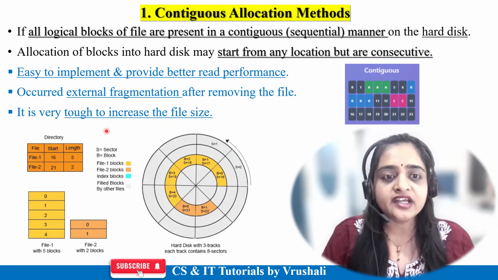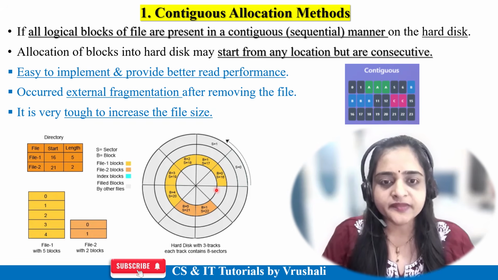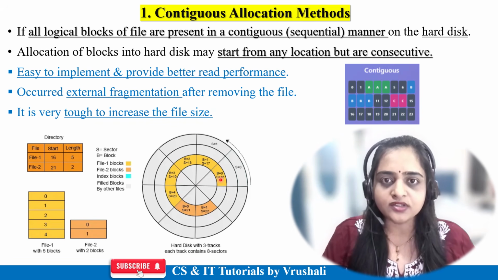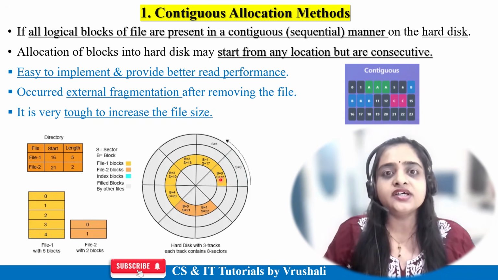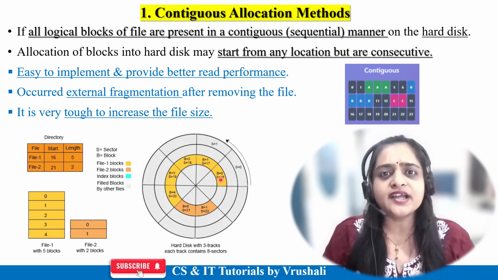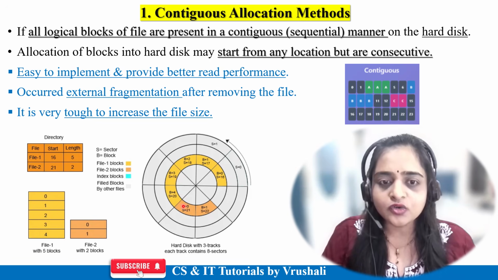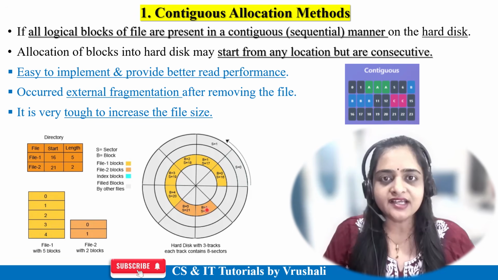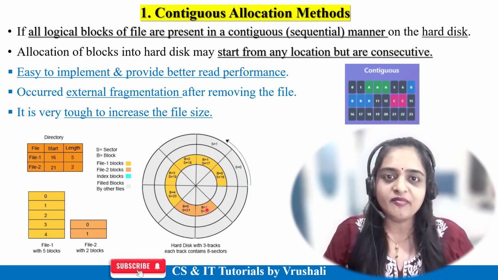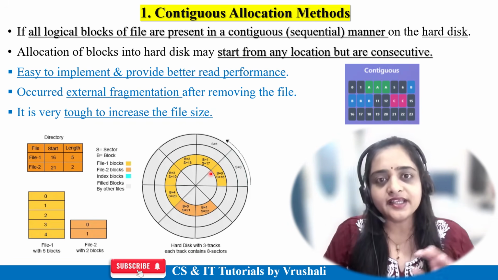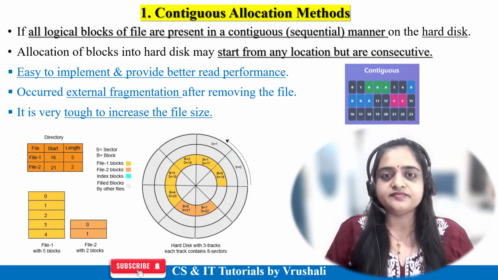Again, it is very tough to increase the file size. See here, the operating system stored this file in sequential manner. It required 5 blocks. Now after that, suppose the user updates that particular file. The user again enters some data in that file. Now that particular file requires 6 blocks. But there is no vacant space to increase the size of that file, right? So again your system gives the same error. So this is called the contiguous allocation method, which stores your file in the hard disk in sequential manner.